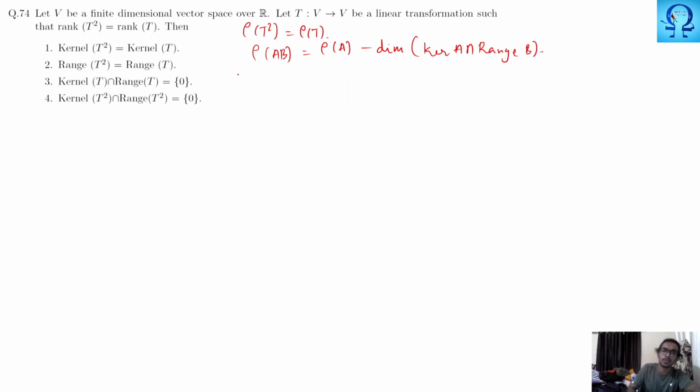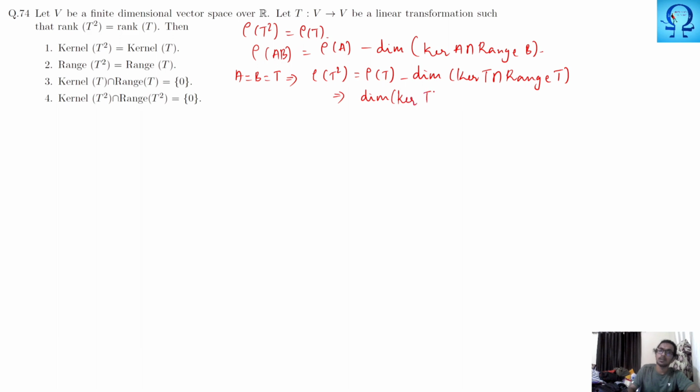You have this property. If you take A and B both equal to T, then what you are going to get is rank of T square is rank of T minus dimension of kernel of T intersection range of T. Since rank of T square and rank of T are equal, what we get is that the dimension of kernel of T intersection range of T is 0. If the dimension of some space is equal to 0, which means that space is the 0 space. Okay, option 3 is the right one.